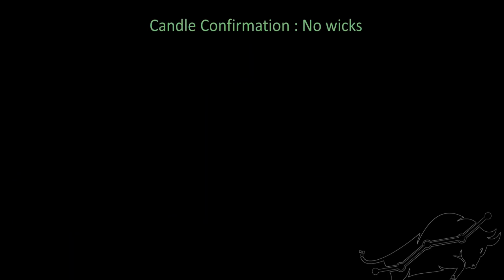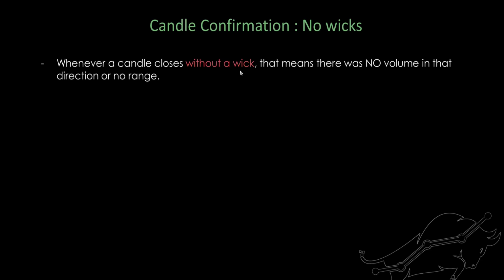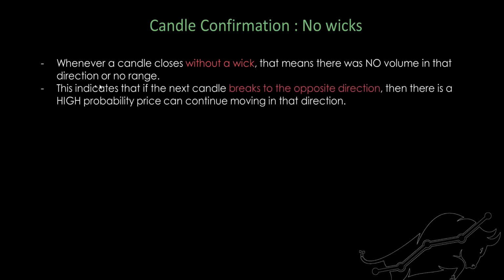Okay, candle confirmations with no wicks. These are also trades that we've focused on in the live streams. We also focused on them in some simulations as well. Whenever you have candle confirmations and there are no wicks on the candles, whenever a candle closes without a wick, that means there was no volume in that direction, or there was no range in that direction. This indicates that if the next candle breaks the opposite direction, then there's a higher probability price can continue moving in that direction. So let's explain this right over here.